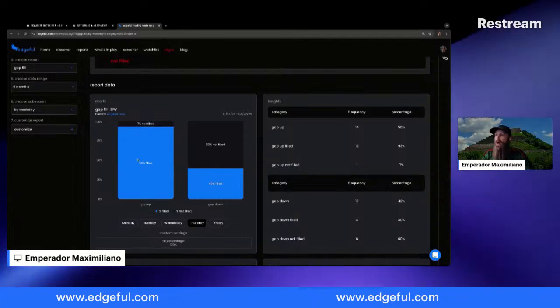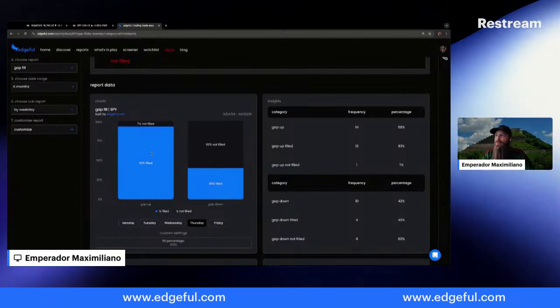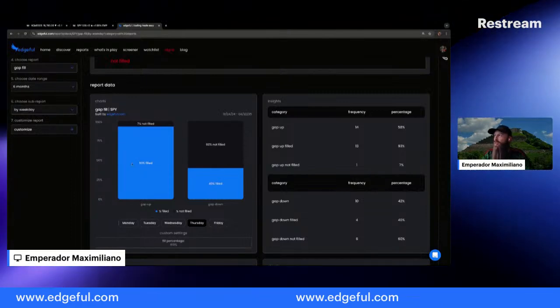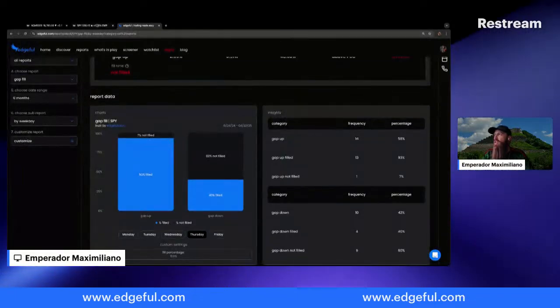So if we gap up tomorrow, guess what I'm probably going to play? 93% of the time, we're going to fill the gap to the downside. If we gap up, we're going to go down and we're going to fill it.